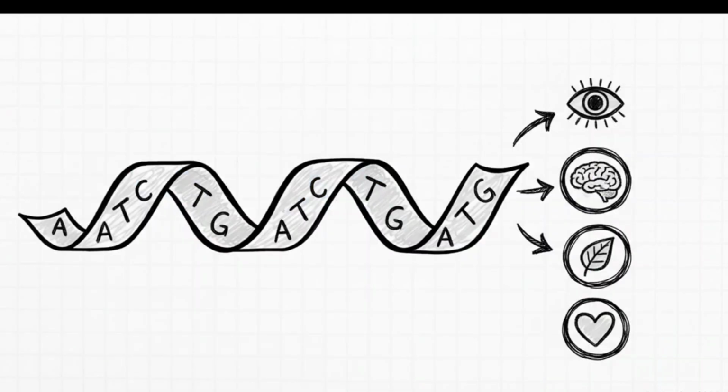So, if there's one thing to take away from all this, it's this. Everything about you, from the color of your eyes to the way your brain is wired, it all comes down to the specific, unique order of those 4 simple letters. A, T, C, and G. That sequence, that's the code that writes the story of life.